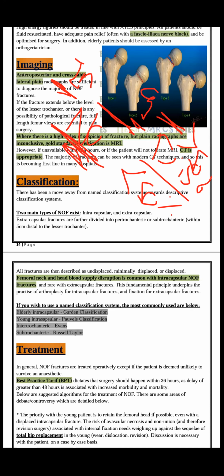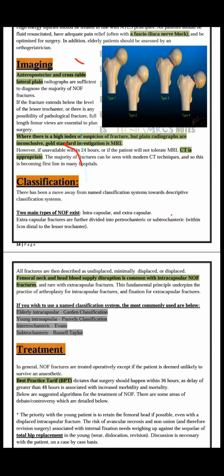Keep it again. Type 1 and 2 undisplaced. Type 3 and 4 displaced. Type 1 incomplete, type 2 complete fracture, while type 3 displacement less than 50%, and type 4 displacement more than 50%. This is called the Garden classification.